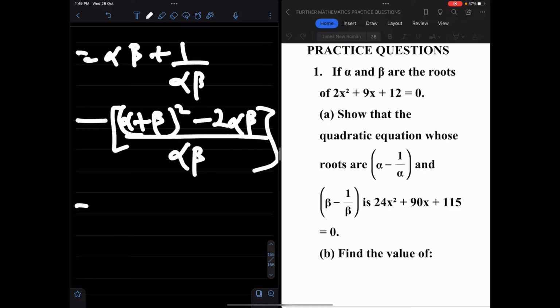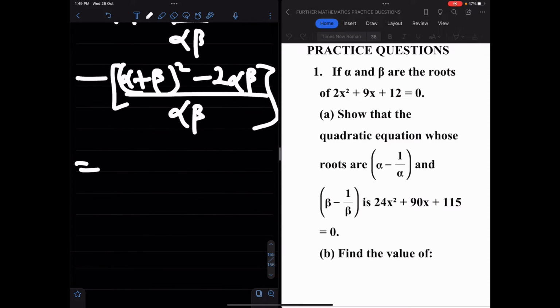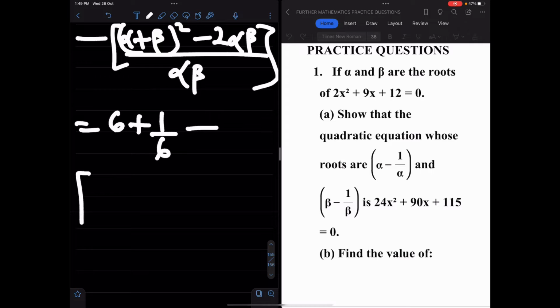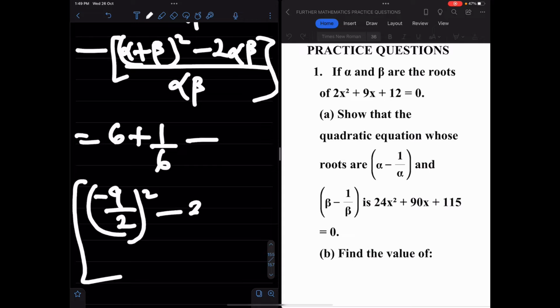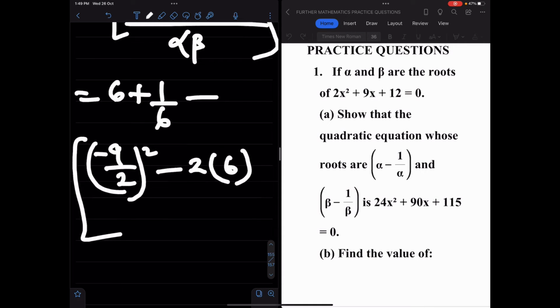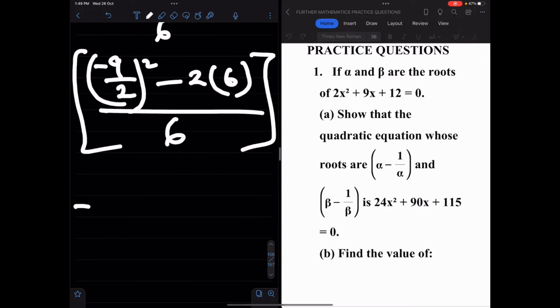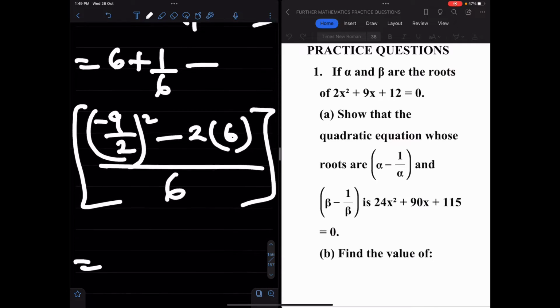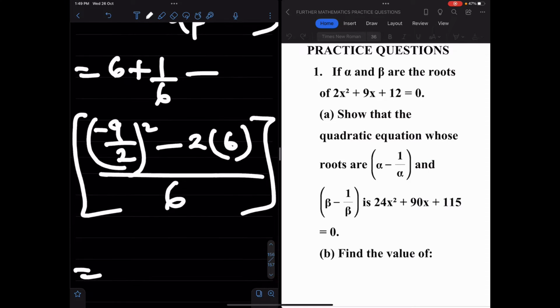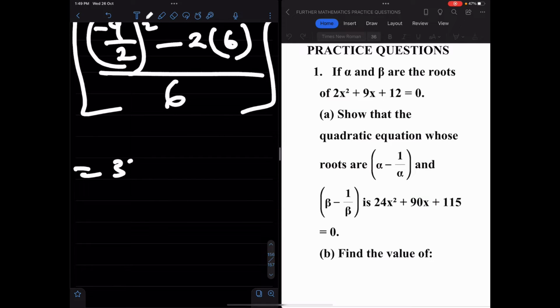Finally, we can substitute: alpha beta is 6, plus 1 over alpha beta, 1 over 6, minus the bracket of alpha plus beta, minus 9 over 2, all squared, minus 2 alpha beta, that's minus 2 times 6, divided by alpha beta, which is 6. And 6 plus 1 over 6 is 37 over 6.